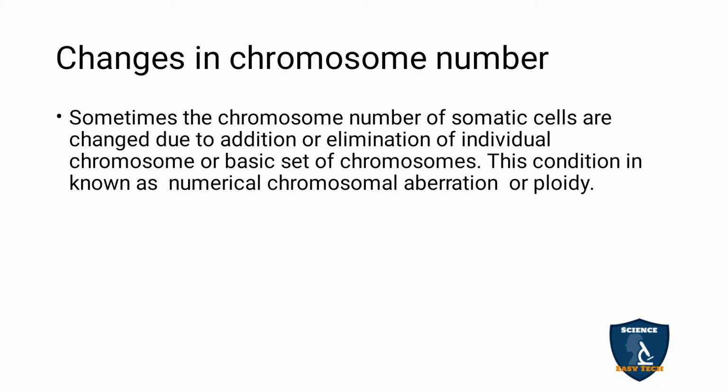As we all know, a constant number of chromosomes is present in the organism. For example, human being 46, chimpanzee 48 and Drosophila 14. So like that, we know the constant number. Based on that, if there is any change in the basic set of the chromosome, then it is known as numerical chromosomal aberration or ploidy, that is, changes in the number of the chromosome.